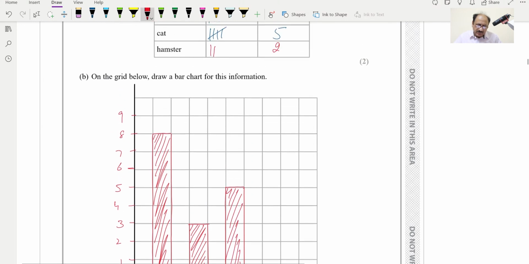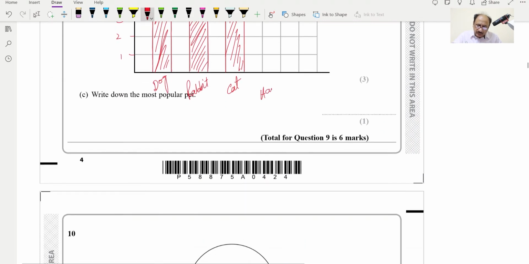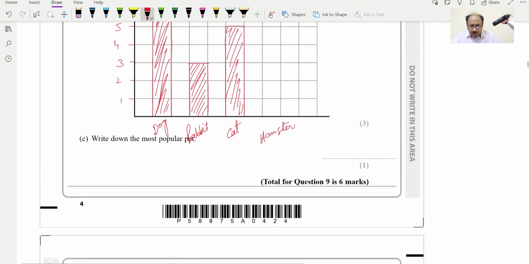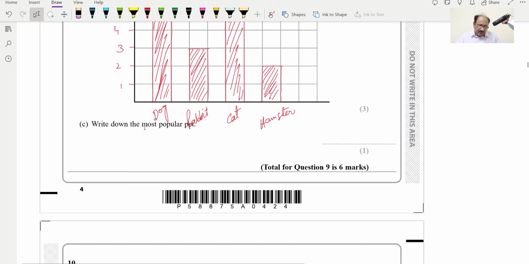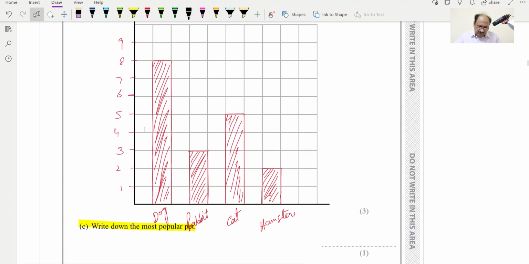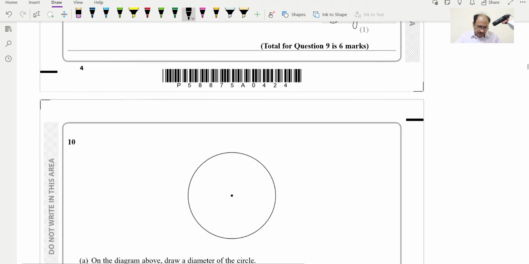And next one is hamster, so it is 2. Hamster is only 2 units, so this will be for hamster. So all 4 frequencies which were required we have plotted. And then B part, write down the most popular pet. The most popular pet will be the one with the highest frequency, which is 8 for dog, so we can write here dog will be the most popular.